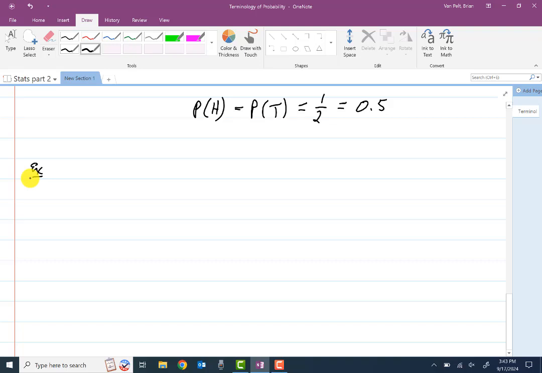Now, if you roll a fair die, we know that there are 6 equal possible outcomes that can happen. So the probability of 1 is the same as the probability of a 2, same as the probability of a 3. So let's put that down. Roll a single die, so that the sample space is anything from 1 to 6.